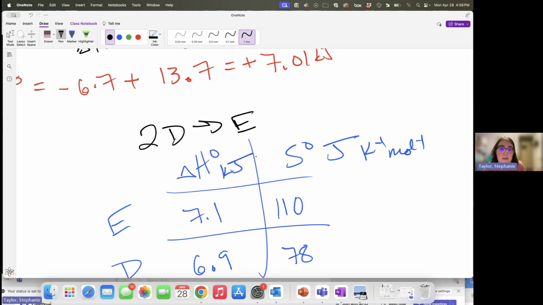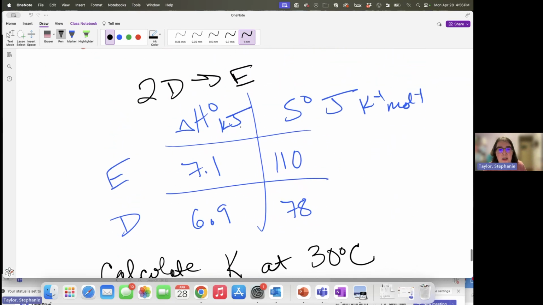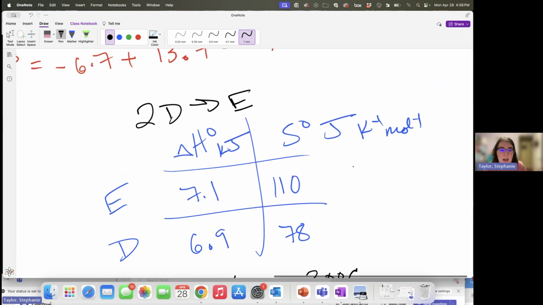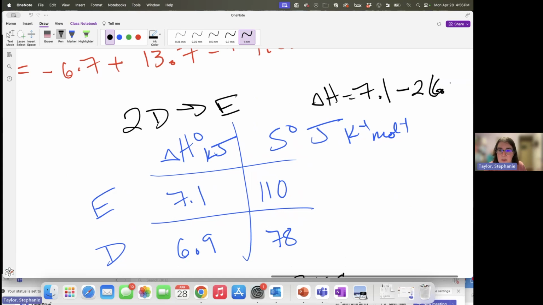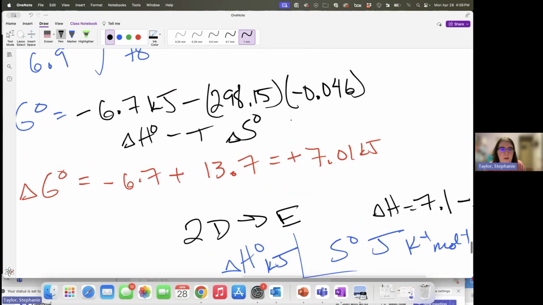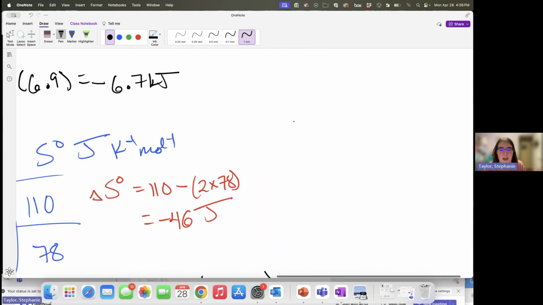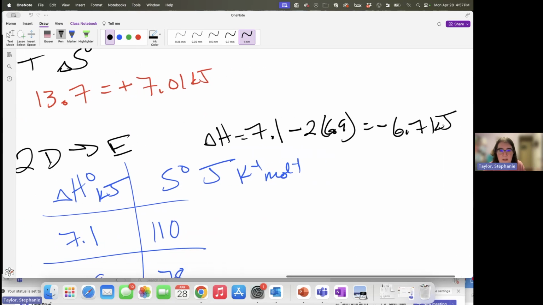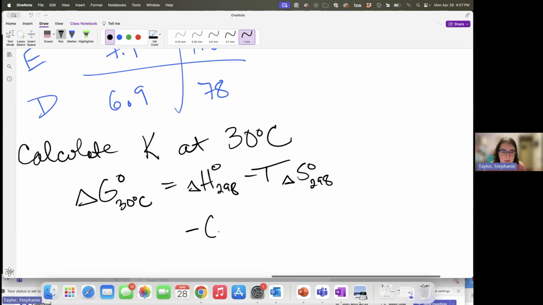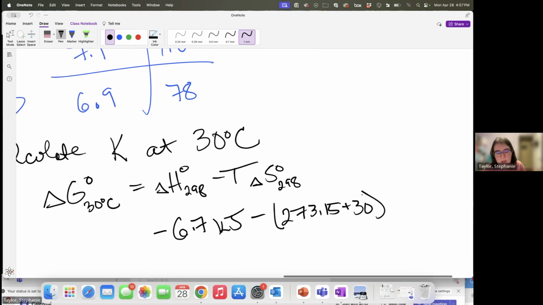So essentially what I need to do is solve for my value of delta H. Delta H is still 7.1 minus 2 times 6.9, just like it was before, which got me negative 6.7 kilojoules for delta H. I'm going to come down here, negative 6.7 kilojoules minus my T, which now is 273.15 plus 30, times S.